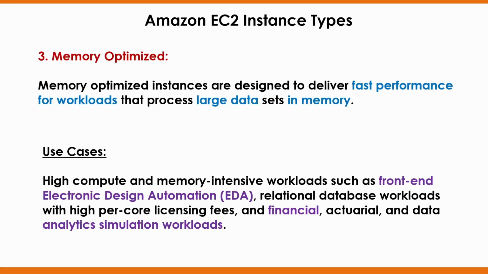Let's see the third one, that is memory optimized. Memory optimized instances are designed to deliver fast performance for workloads that process large data sets in memory. In-memory processing is important: if you want to process a large data set in memory, that means you want a really fast result. At that time you can use the memory optimized EC2 instance type.